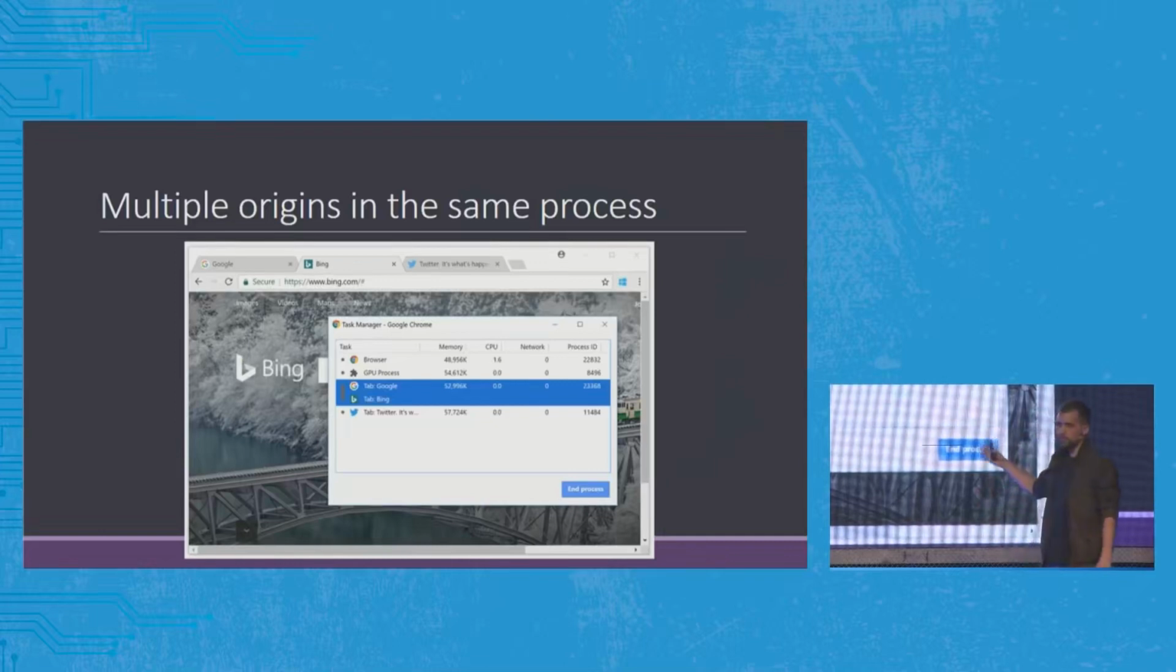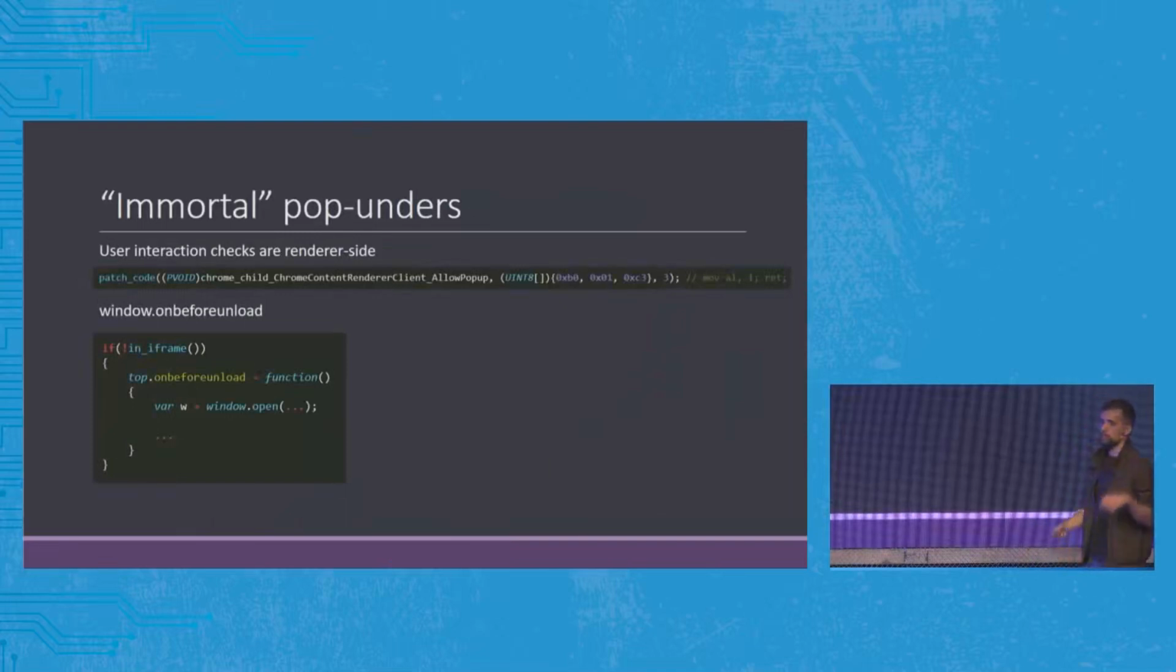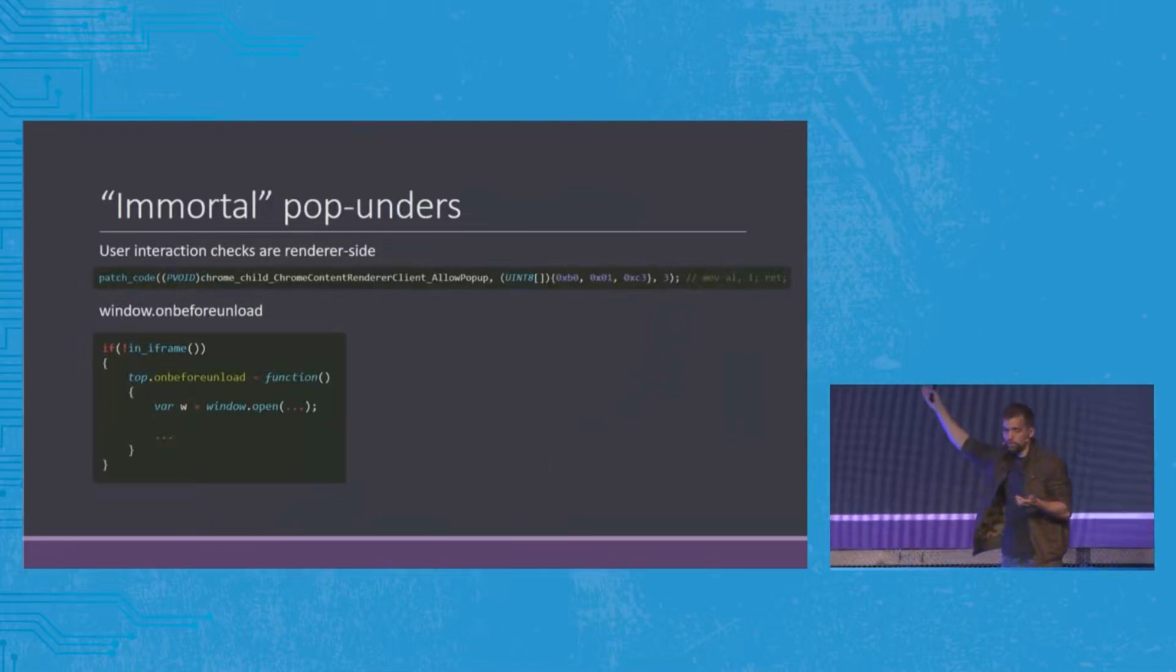Typically, it will create a new process, but as an attacker, you can be kind of smart and force it to not create one. That's the first trick, which makes it so that getting code execution inside of a Google tab gives you access to all the content in the Bing tab, for example. Which is useful as an attacker because I don't want to be stealing data from my own website. The other trick being the immortal pop-unders.